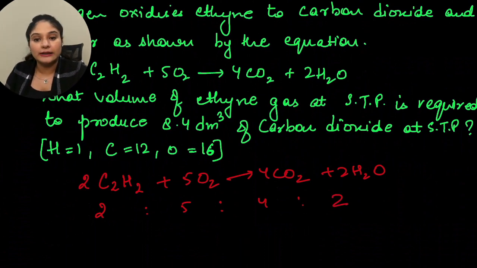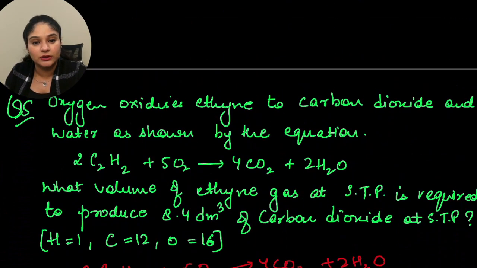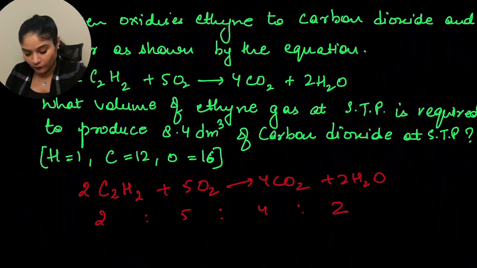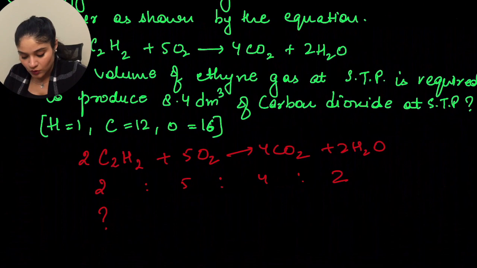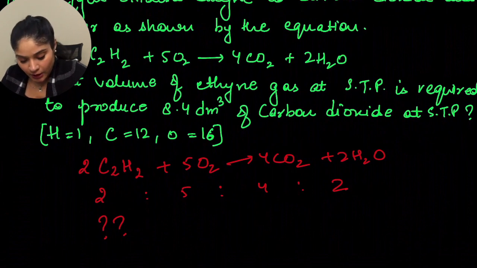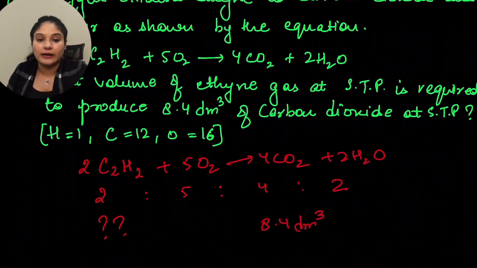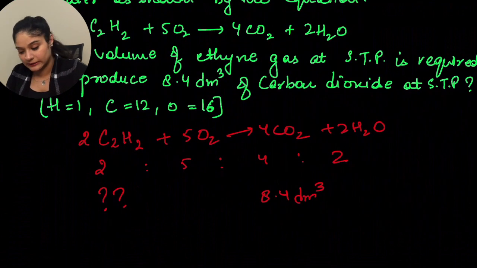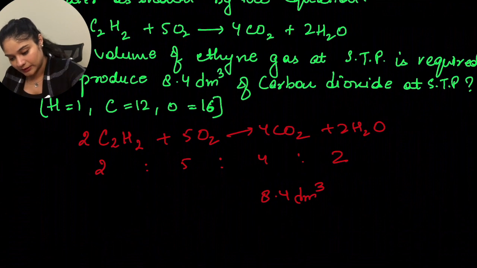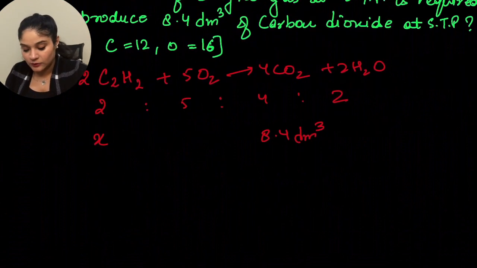Correct? Now, let's see what they have given. They said what volume of ethane gas. So we are looking for ethane gas. We do not know this. And it is required to produce 8.4 decimeters of carbon dioxide. So 8.4 decimeter cube is given as your carbon dioxide. So this is it. You're looking for the gas. This is your X. So we'll use the same thing.